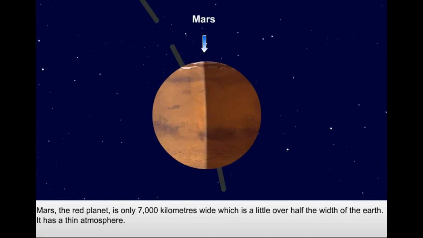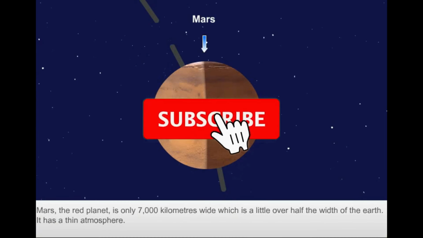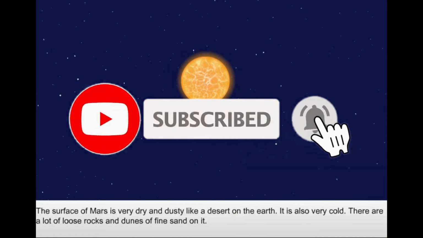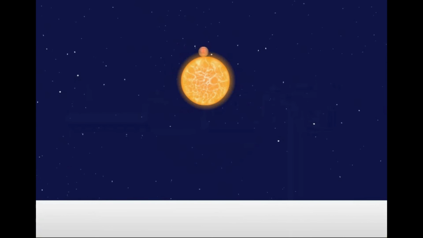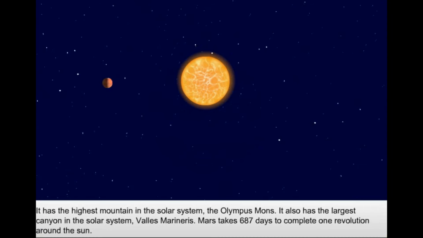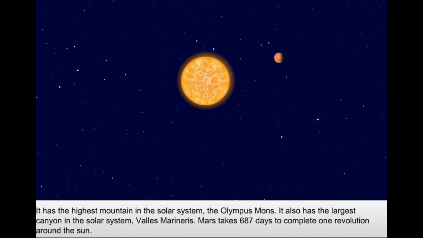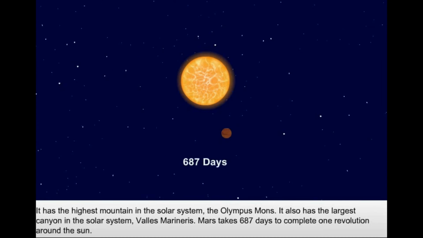The surface of Mars is very dry and dusty, like a desert on the Earth. It is also very cold. There are a lot of loose rocks and dunes of fine sand on it. It has the highest mountain in the solar system, the Olympus Mons. It also has the largest canyon in the solar system, Valles Marineris. Mars takes 687 days to complete one revolution around the Sun.